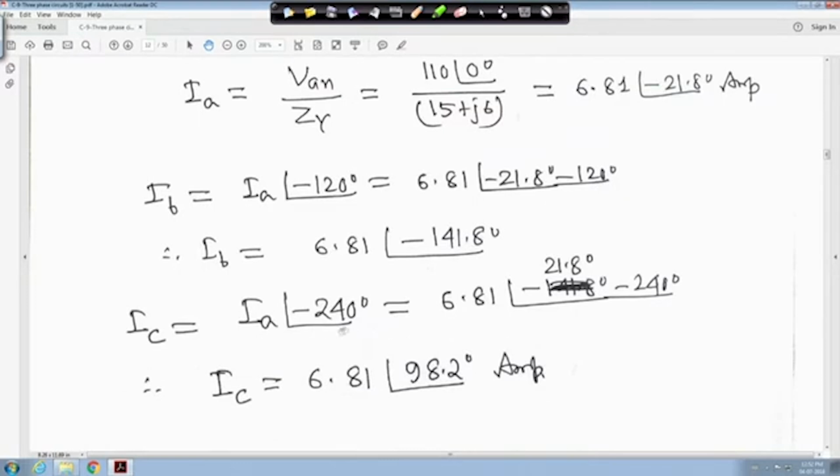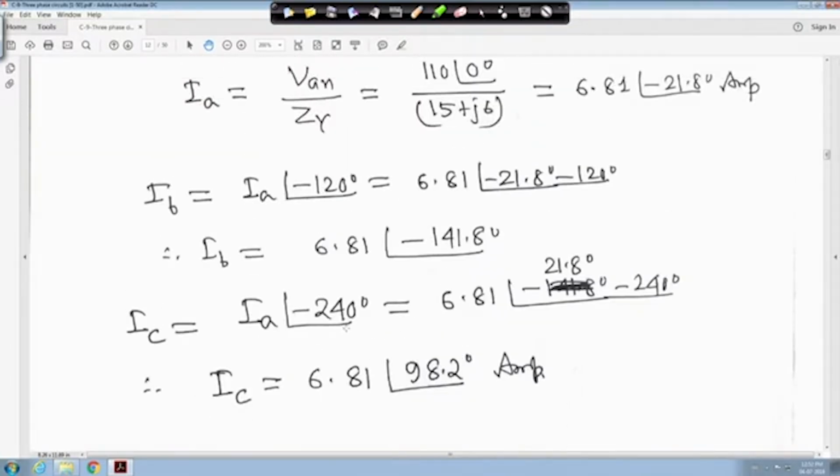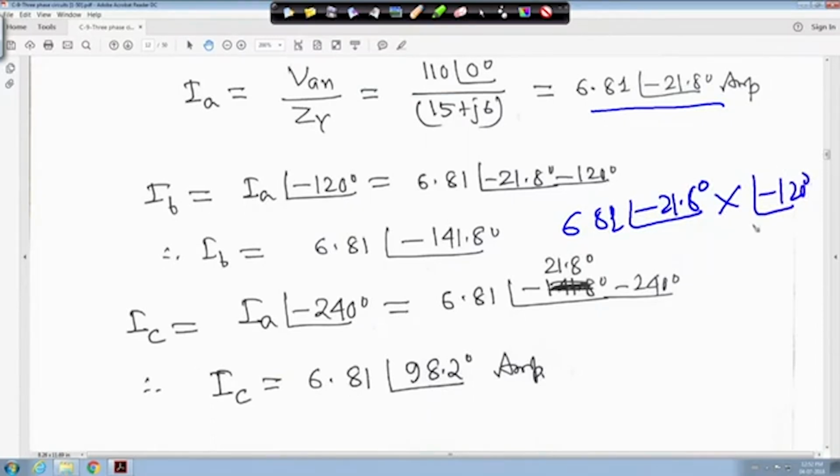Similarly, IC is equal to IA angle minus 240 degree. So, 6.81 angle minus 21.8 degree minus 240 degree. Actually, there should not be any doubt. IA is 6.81 angle minus 21.8 degree, multiplied by 1 angle minus 120 degree, because of this the two angles are added. So, that is why this is there.